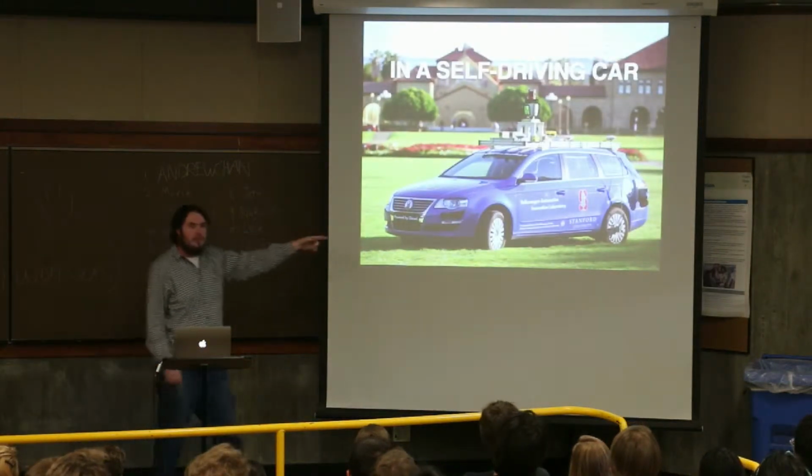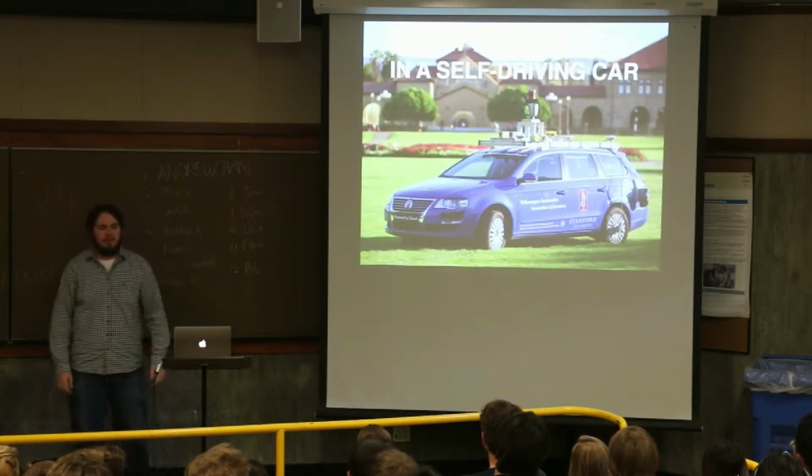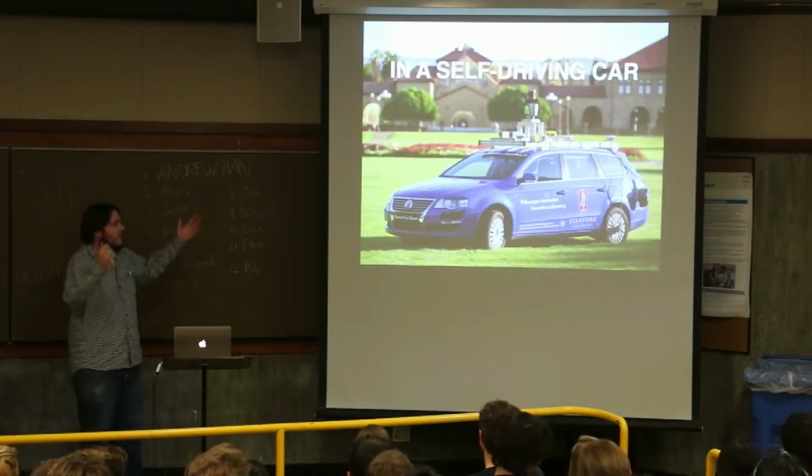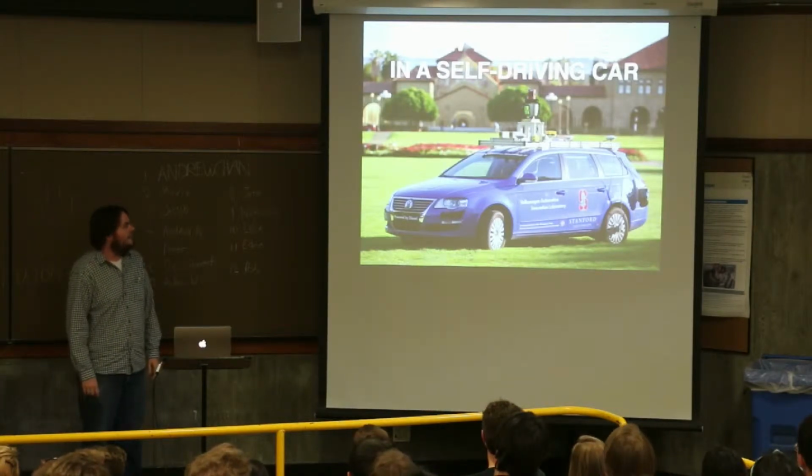This is a picture of Junior, which is Stanford self-driving car. And the startup that I'm working at now kind of forked off from the Stanford self-driving car team. So we're going to talk about how to fix a bug in Junior. Because it does some really stupid things.